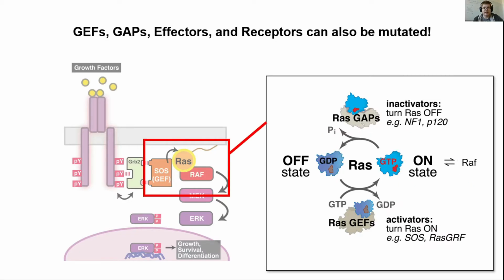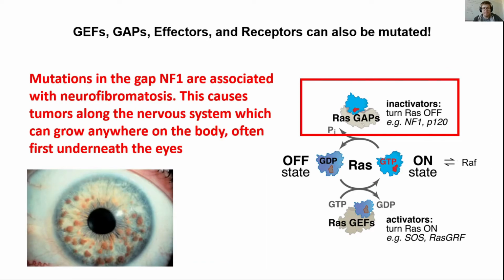Now, in addition to the RAS protein itself, GEFs, GAPs, effectors, and signaling receptors that activate RAS can also be mutated, and we're going to go through these now. So, RAS GAPs are definitely one major contributor to disease state. Mutations, for example, in the GAP NF1 are associated with the disease neurofibromatosis. So, this causes tumors to develop along the nervous system, which can grow anywhere on the body. Often, you'll see them first in the eyes of someone, so they have these small tumors in the retina here.